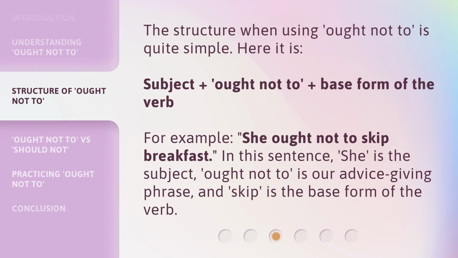The structure when using ought not to is quite simple. Here it is: subject plus ought not to plus base form of the verb. For example, she ought not to skip breakfast. In this sentence, she is the subject, ought not to is our advice-giving phrase, and skip is the base form of the verb.